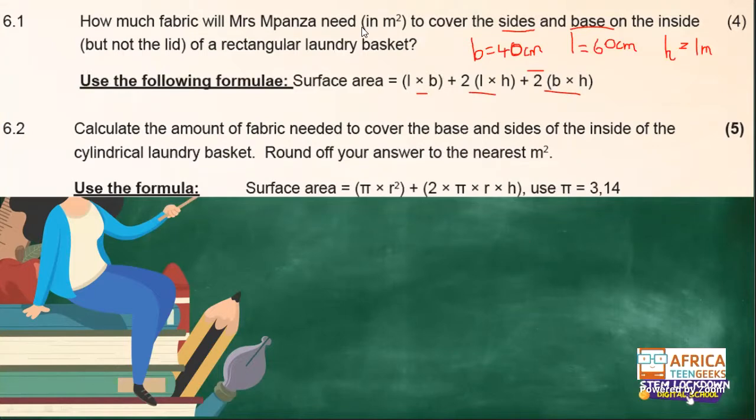Okay, that's very easy. The answer must be in meters. Change your dimensions to meters first. They all must be meters. Only then can you substitute your values into the formula. Do you understand? Yes, sir.